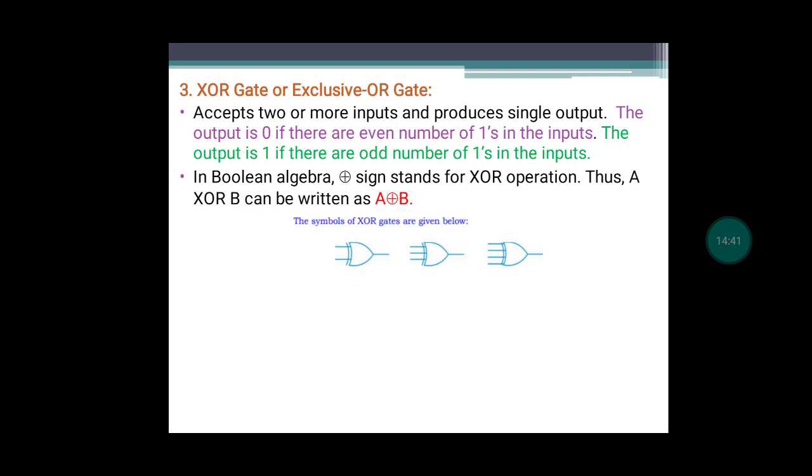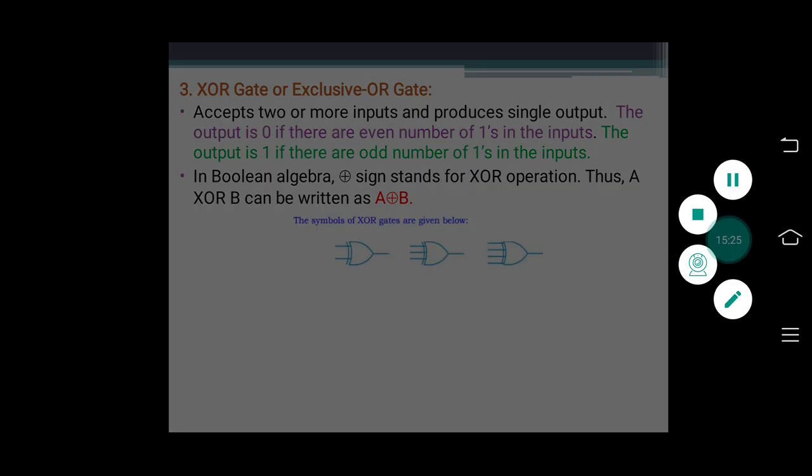But see what is the behavior of this gate. The output is 0 when there are an even number of ones in the inputs. Even number of ones in the sense, number of ones can be 0, or 2, or 4 in the input signals. If such even numbers of ones are there in the input signals, then the output will be 0. Then the output is 1 if there are an odd number of ones in the input signals.